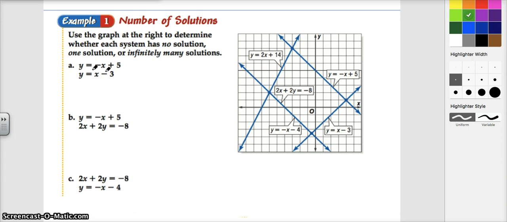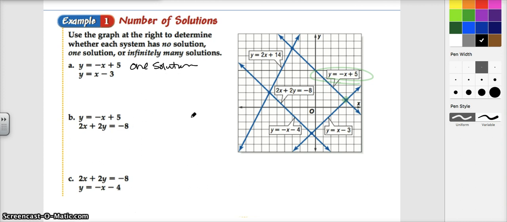Let's take a look at A. The equations are y is equal to negative x plus 5, and y is equal to x minus 3. We see that yes, there is one solution, and that one solution would be consistent and independent.